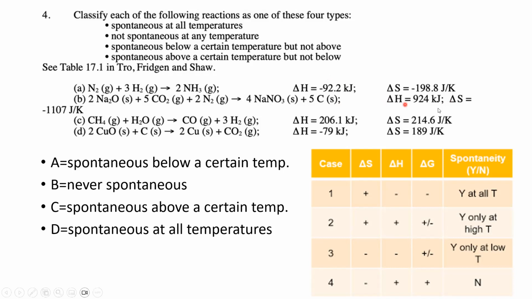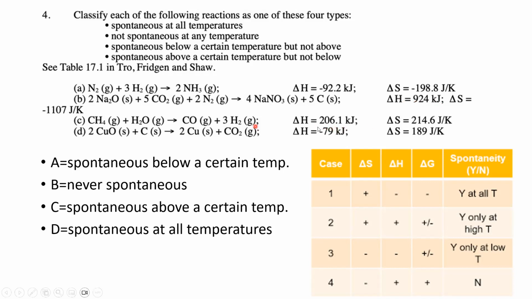And then with the second one, neither of these are working towards spontaneity. So we'll see that this reaction is never going to be spontaneous. We've got a positive delta H, so it's taking in heat, and a negative delta S, so it's becoming more ordered. Neither of those are going to be contributing towards spontaneity. So this will never be spontaneous.